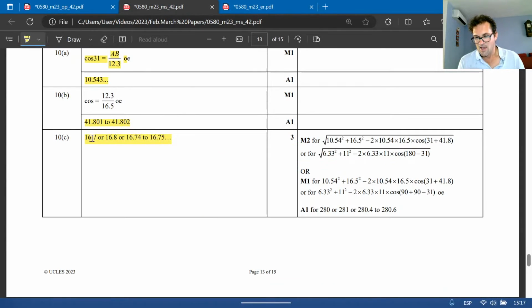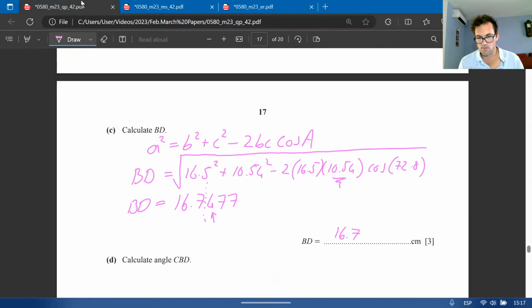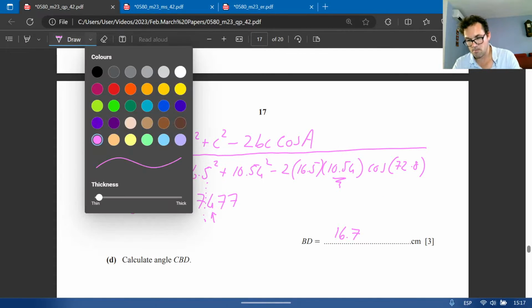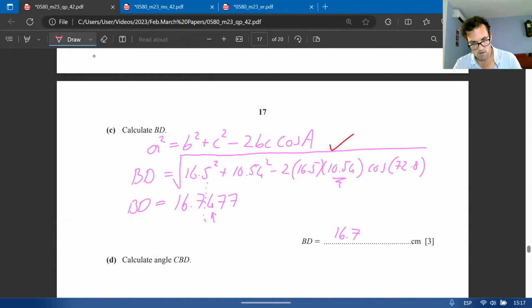Okay. 16.7. See, they are very lenient here with the rounding. So there's a few options. Even the unrounded answer is good. So there are a few options here to get full marks. Basically, I will get 2 marks for this. And if I made that calculation mistake, then I would have lost 1 mark. But I got the mark scheme and I changed it. And now it's correct. 16.7. Nice.